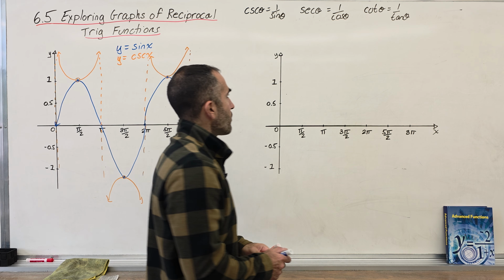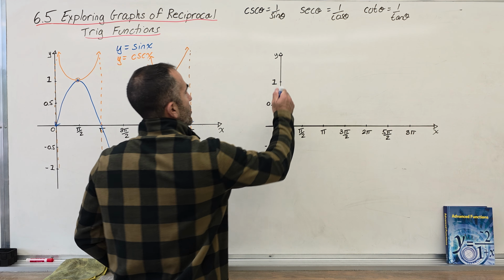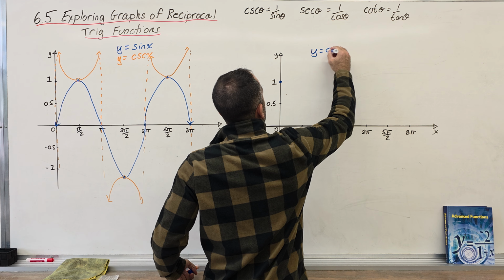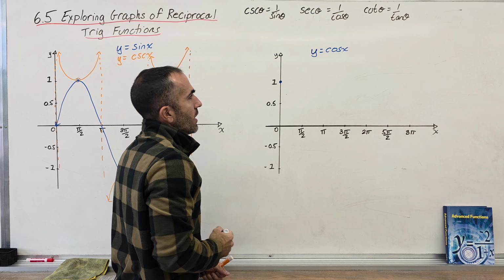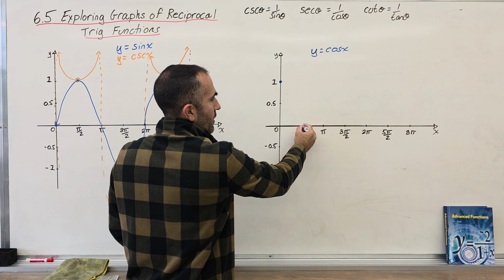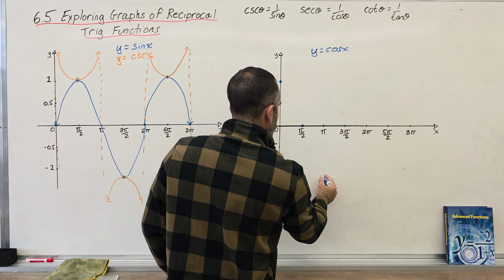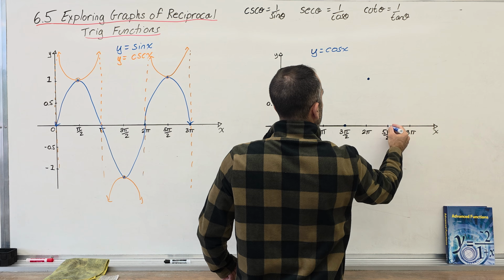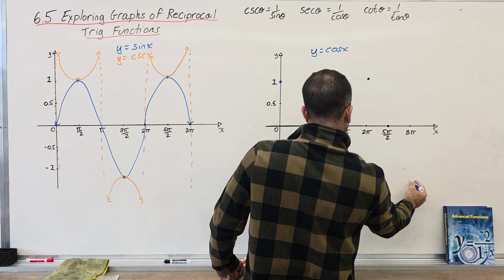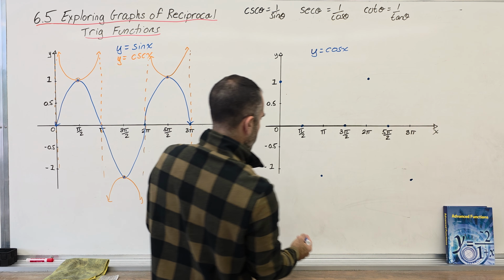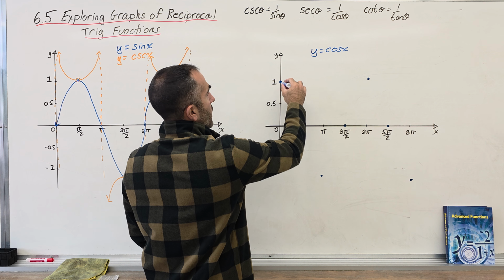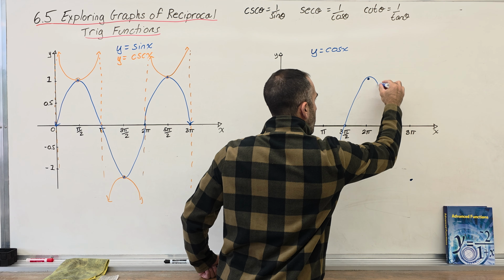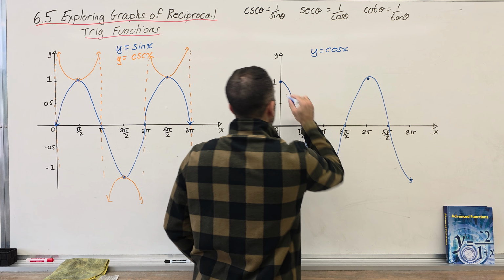Let's do cos. The only difference between sine and cos is cos starts at the maximum. This is y equals cos x. Starts at the maximum, every quarter of the period goes to the middle, goes to the minimum, goes to the middle, max, middle, minimum. That's a terrible minimum, but who cares? And plot cos. Arrows.